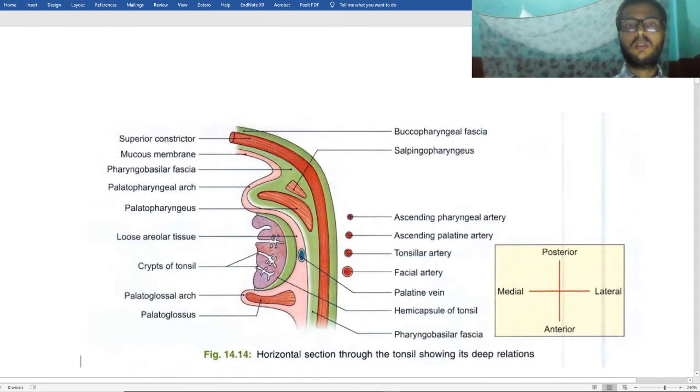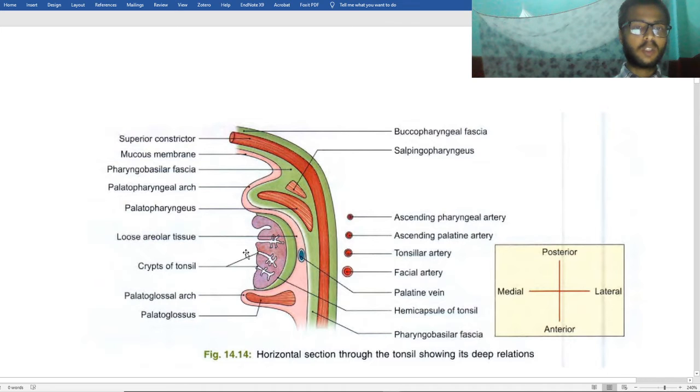Orient yourself. So this is the posterior side. Imagine your mouth, and this is the posterior side. This is the anterior side, this is the lateral side, and this is the medial side. And this is the palatine tonsil. This occupies the tonsillar sinus or fossa between the palatoglossal and palatopharyngeal arches. So you are seeing these palatopharyngeal and palatoglossal arches. The palatoglossal arch is anterior and the palatopharyngeal arch is posterior.